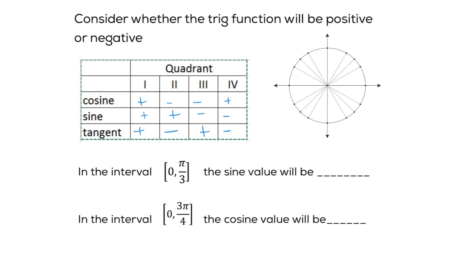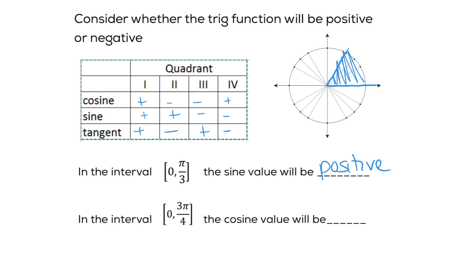All right, next question here is asking you about an interval. This is not like domain, it's not an ordered pair or anything. This is actually an interval. So in the interval from 0 to pi over 3, which I know right here is this angle right here. In that angle, your sine value will be, remember your sine is how far up or down you're going. And on all of this, you're going straight up. So the sine value will be positive.